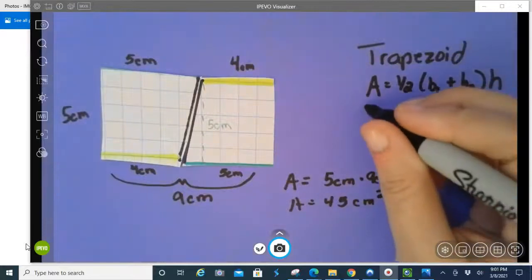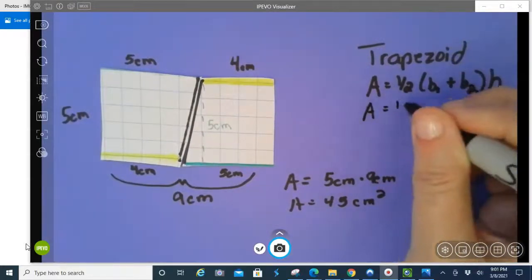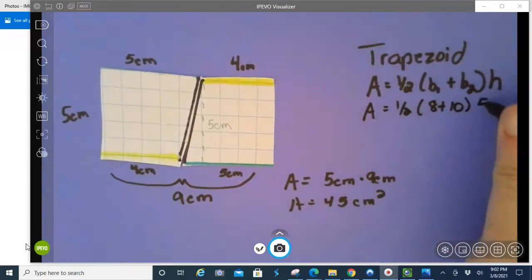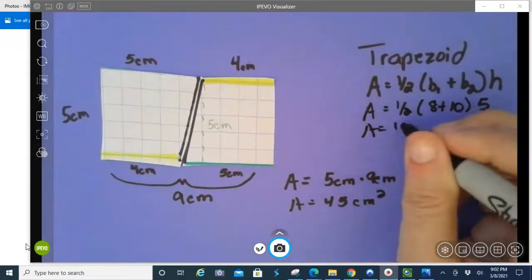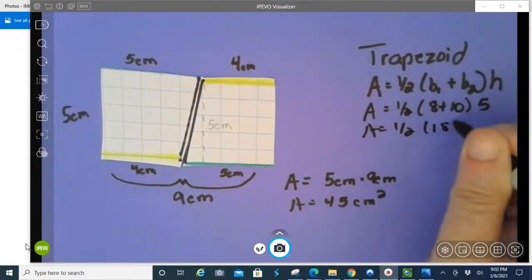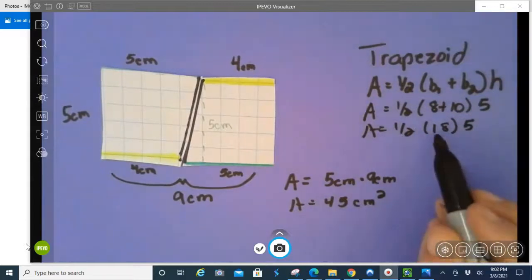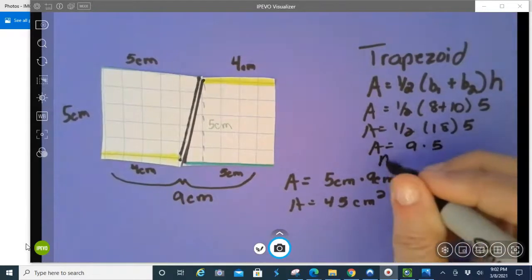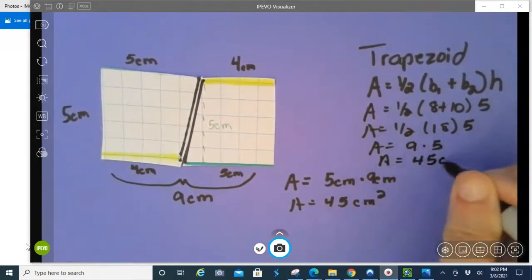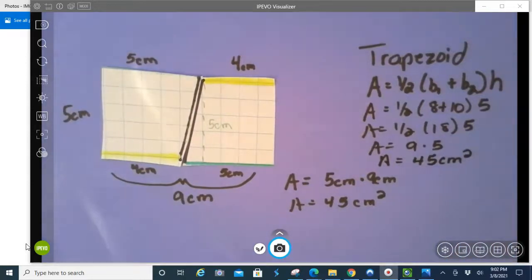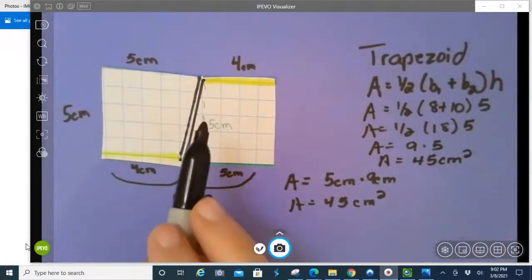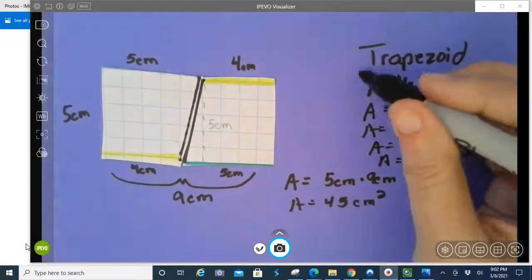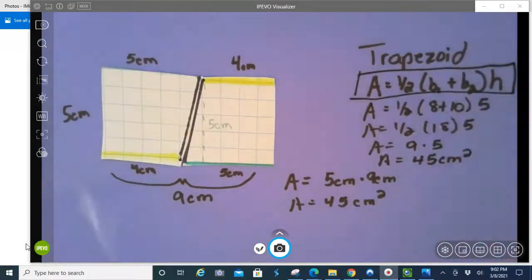So if we looked at this, the area would be 1/2. Remember, base 1 was 8, base 2 was 10, and the height was 5. So 8 plus 10 is 18. Half of 18 is 9 times 5, 45 centimeters squared. And so cutting this trapezoid apart so that we have half of one base and half of the other base to make a rectangle shows us how we get this formula for area of a trapezoid.